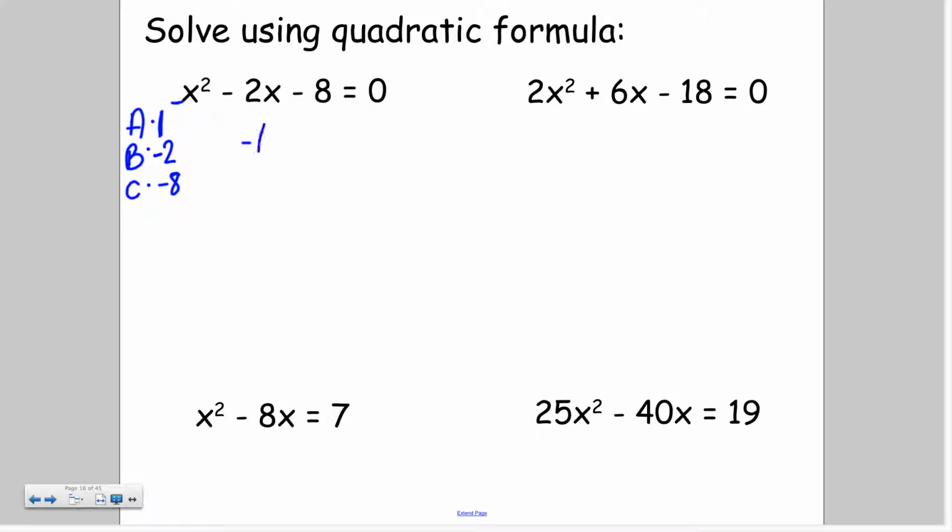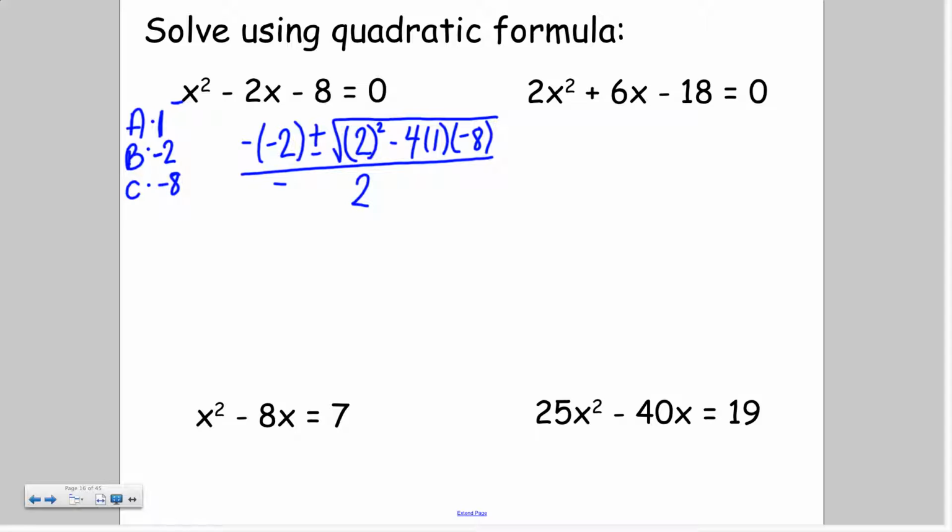So I have -2 plus minus square root of 2 squared minus 4 times 1 times -8, and all of that is over 2A, which is 2 times 1. All right? Now, as I said before, a negative and a negative create a positive. So I have 2 plus minus.